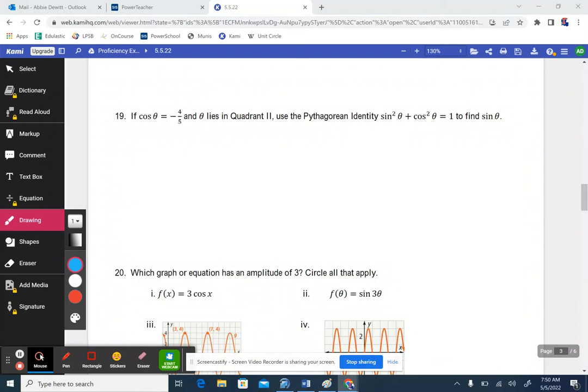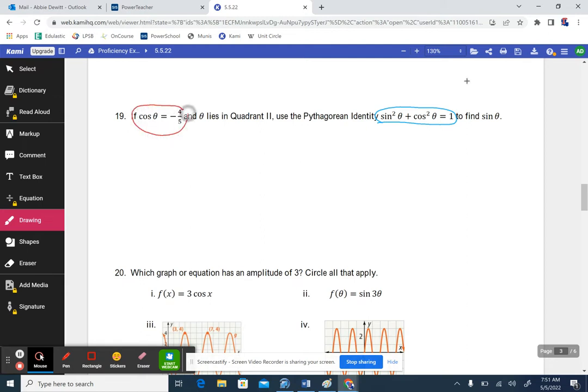Okay, so you are going to use the Pythagorean identity, which is this equation here. It's given to you in the problem. And if it's not given to you in the problem on the proficiency, I'll definitely write that on the board because you need that. Okay, so sine squared theta plus cosine squared theta equals 1. You're going to be given one of those.